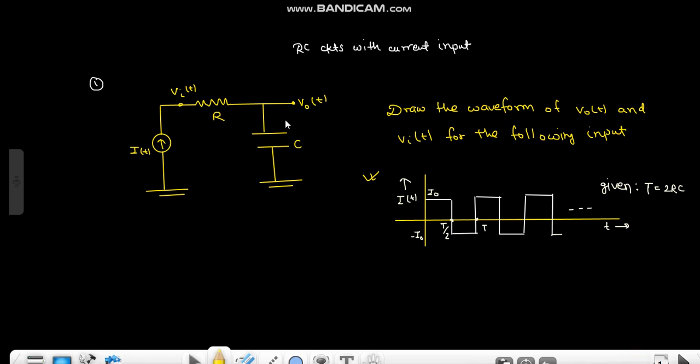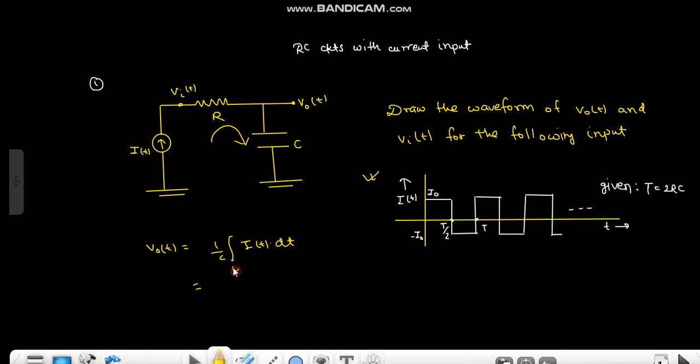So first we have to draw the V0(t). Now you know how V0(t) would look like. It would basically be 1 by C times the integral of i(t) dt. I have already explained what an ideal current source is and how a capacitor behaves when it is connected across the current source only. All of them have been explained in the previous video. So the current source would simply charge the capacitor in this direction.